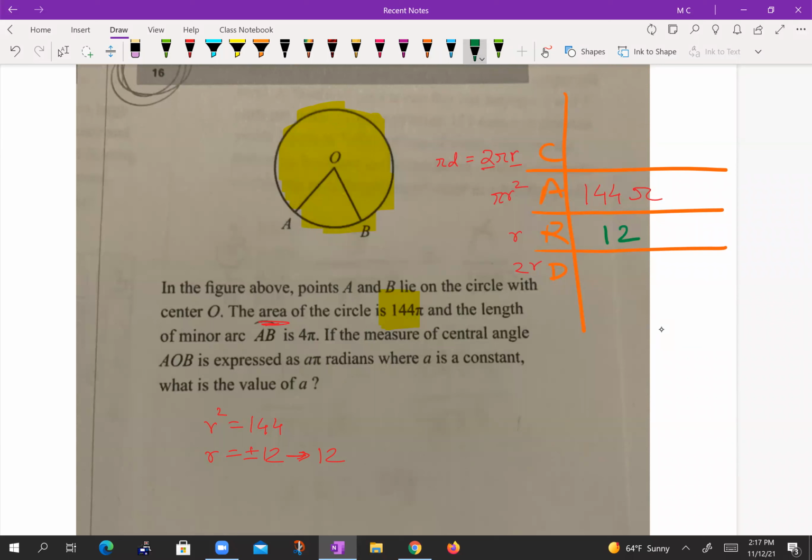So the diameter is going to be 24, and circumference will be 24 pi. So we know everything about this circle from that information.